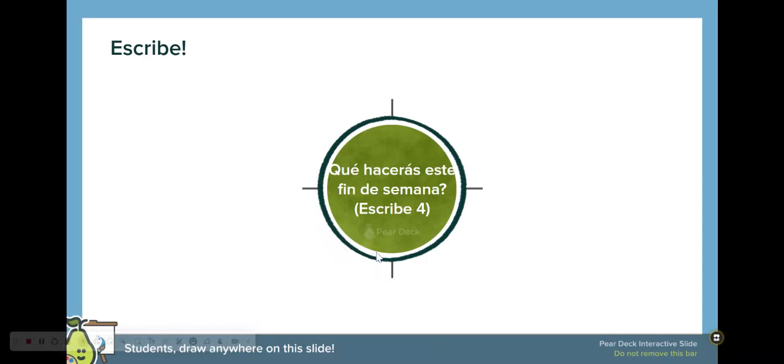So this time I want you to write three things that you will do this week. Four. So, ¿qué harás este fin de semana? What will you do this week? Go ahead and take a minute to write those things down. For example, yo enseñaré la clase de español. I will teach Spanish class. Limpiaré mi casa. I will clean my house. So take a minute, pause the slide, and go ahead and write four things that you'll do.